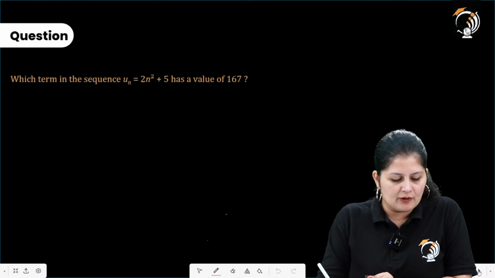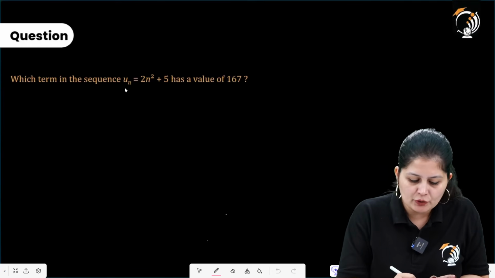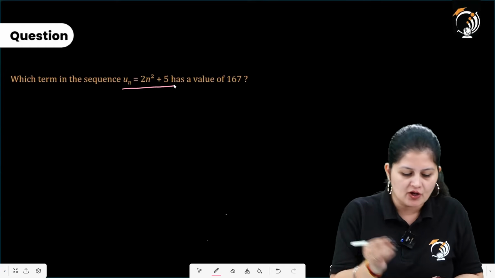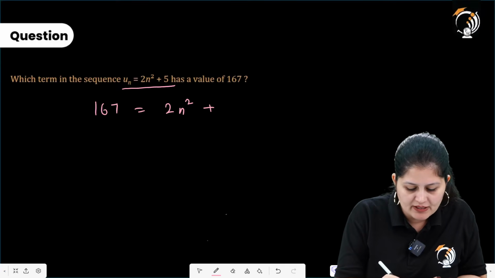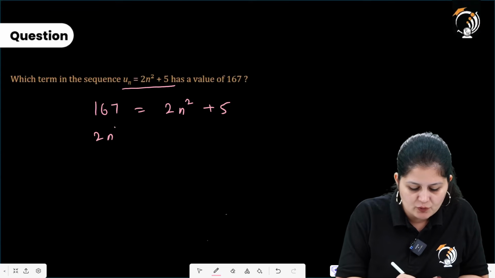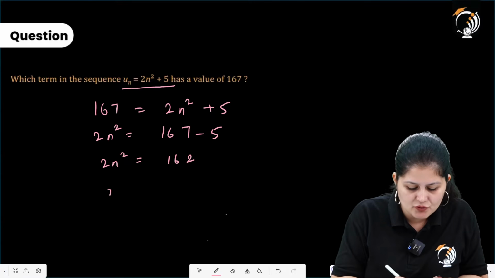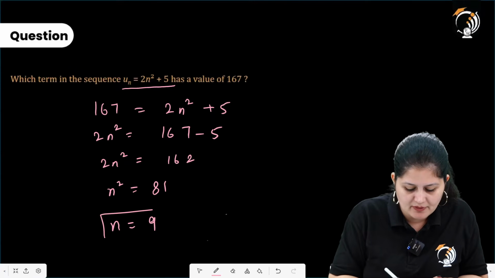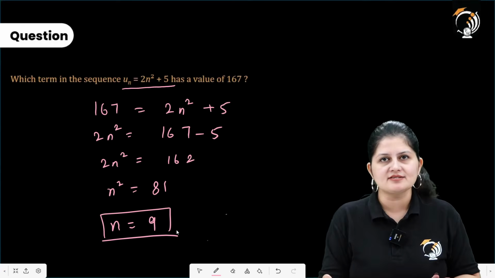Understood? Now moving to the next question, which says which term of the sequence un is equal to 2n square plus 5 has the value 167. So clearly we are just going to equate it to 167, which is 2n square plus 5. So 2n square would be equal to 167 minus 5. So we will be getting 2n square is equal to 162. So n square would be equal to 81. So we will be getting n is equal to 9. So that means the ninth term would be equal to 167 in this particular sequence.